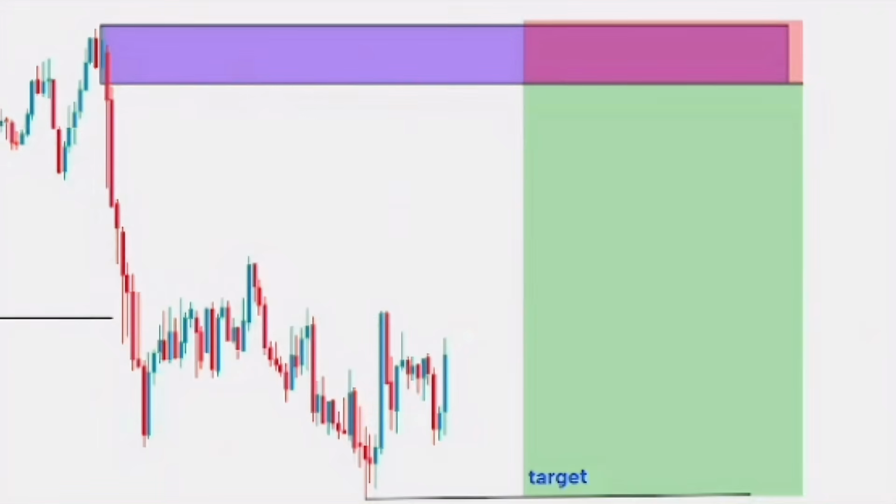The target stays exactly the same. The previous swing low does not change. The market direction does not change. Even the trading idea does not change. The only thing that changes is the entry.